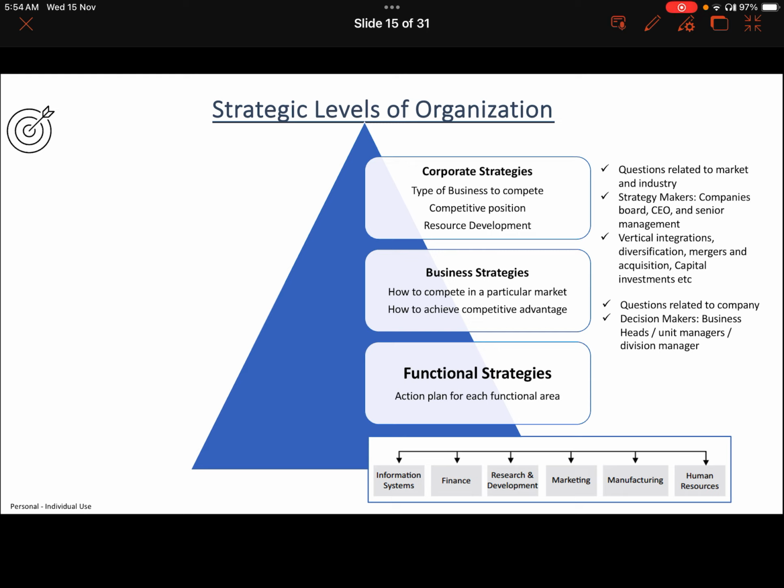In this third chapter, we already discussed what corporate strategy is and what business strategy is. And in this video, my focus is more on functional strategy. Out of this functional strategy, we will discuss more about finance.